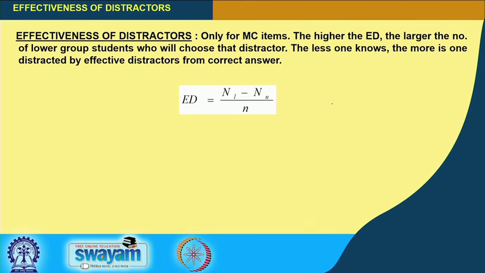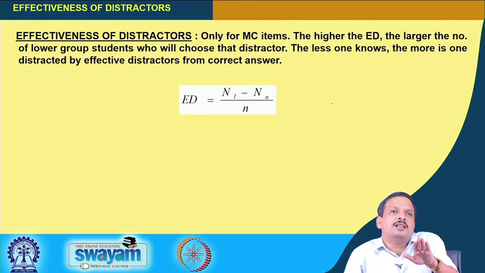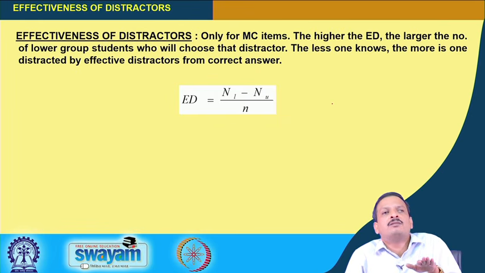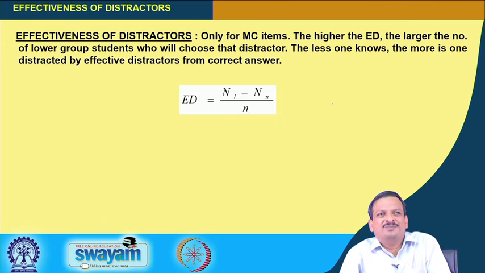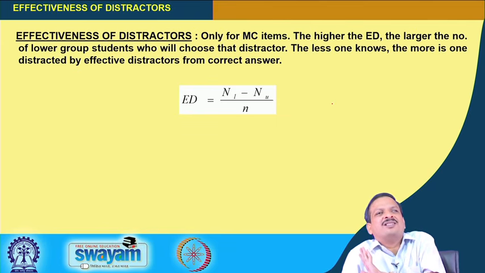Have you understood or not? I am saying the distraction capability is defined based on how many lower group students choose that option. But if any upper group student chooses that option, that may be confusing capability, not distraction capability. So, I subtract that one.